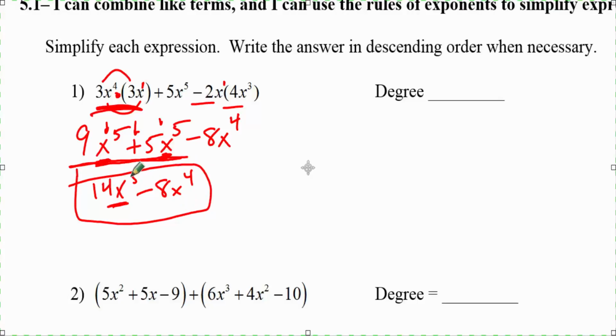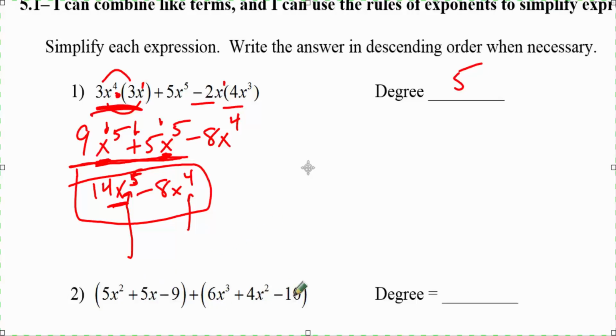Now, if this is the first time you're seeing it, descending order just means you're going from the highest exponent down to the lowest exponent. So the order has to be in this order. I can't just switch them. And then the degree is just the highest exponent. So I have a fifth exponent, and I have a fourth exponent here, so my degree is 5.